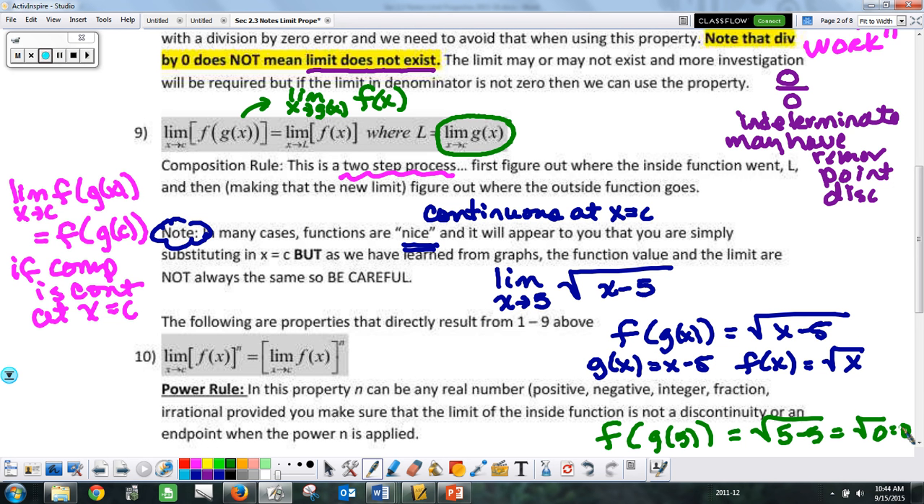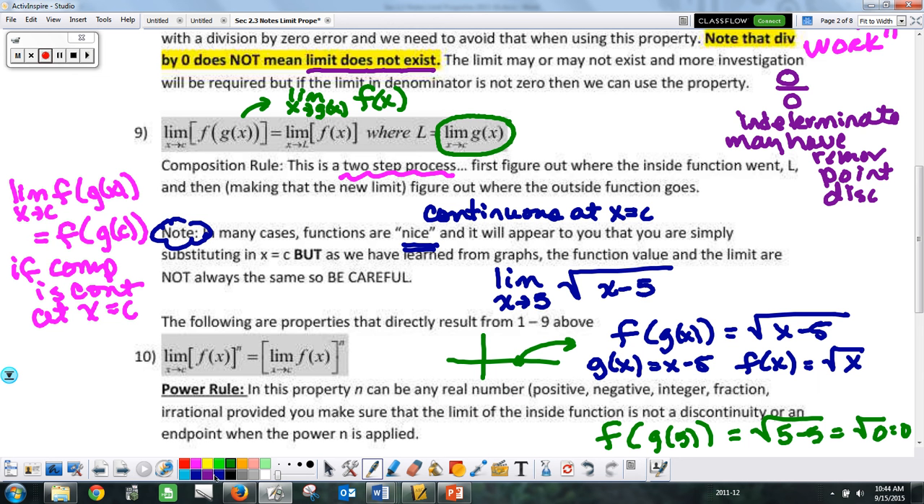However, that only works if the function is continuous at 5. f of g of x is not continuous at x equal to 5. That's a square root graph that's been shifted to the right 5. So at x equal to 5, it has an endpoint. There is a regional discontinuity there.